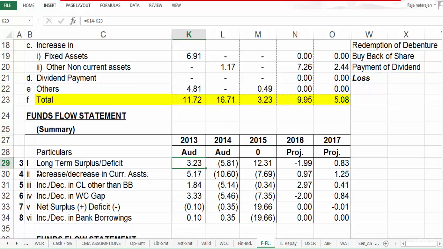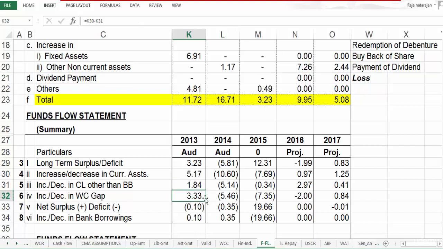Let us understand. If you notice, in 2013, you have some figure in increase or decrease in current asset. Actually, a positive number means an increase in current asset. It means current asset build-up increased. It demanded some investment to the extent of 5.17 crore. And there is an increase in current liability also. So when your current asset increased by 5.17, there is a simultaneous increase, not to the equivalent extent, but to the extent of 1.84. So your current asset of 5.17 is funded by current liability of 1.84.